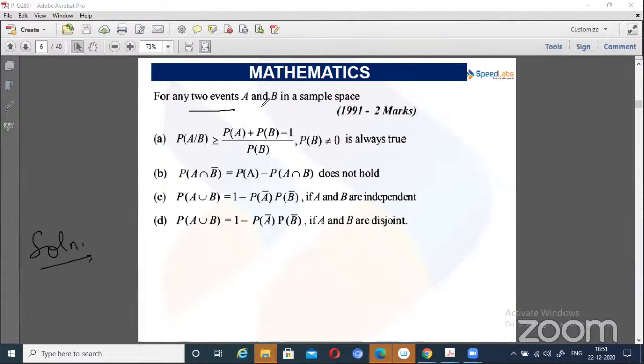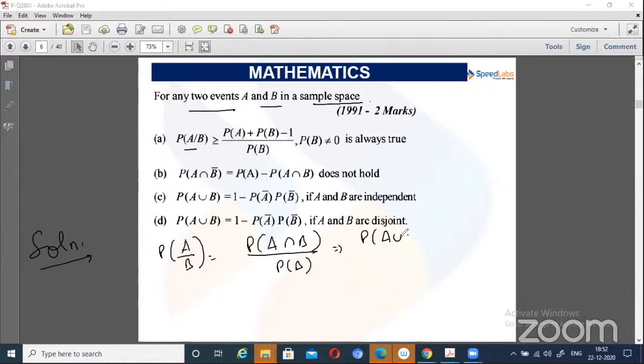For any two events A and B in a sample space, P of A given B is greater than or equal to (PA plus PB minus 1) by PB. Okay, so what is P of A given B in conditional probability? P of A intersection B upon PB. Okay, which is equal to (PA plus PB minus P of A union B) upon PB.